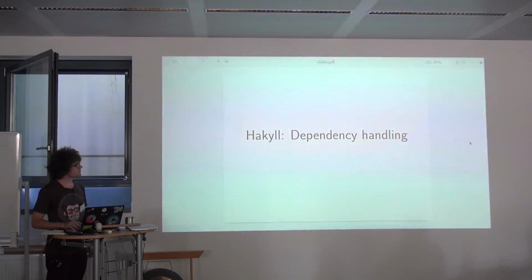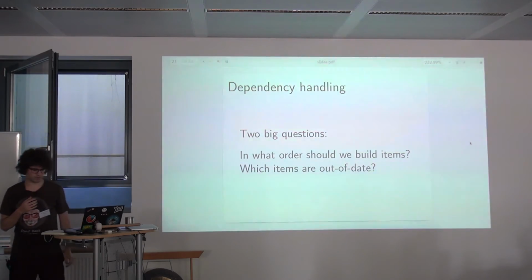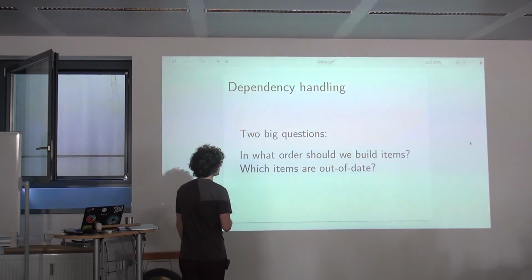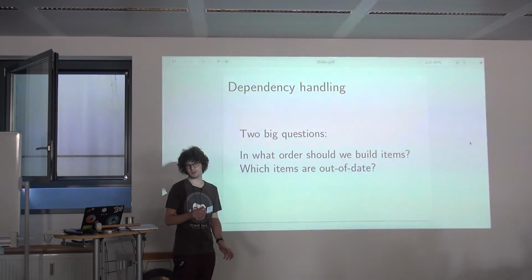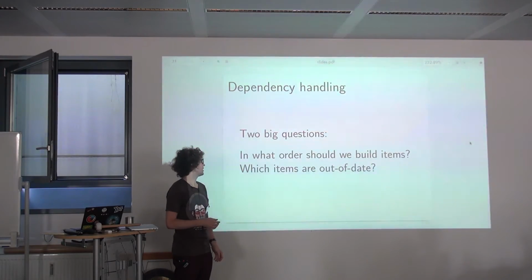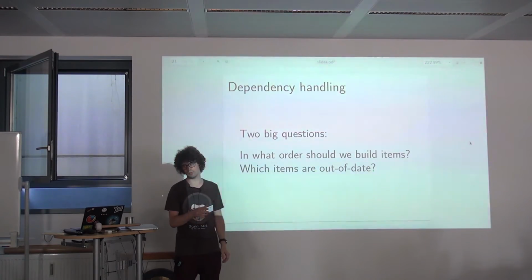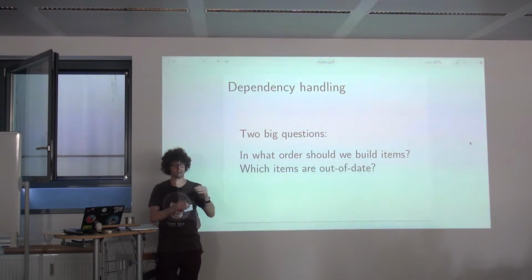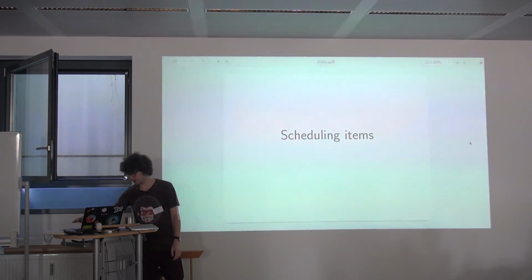Dependency handling, which is a pretty interesting topic. There are generally two big questions in dependency handling, at least for Hakyll, and it's useful to split them out a bit. The first one relates to when you do a build from scratch: there's a specific order in which you want to build things because of dependencies. The second question only applies if you do a build a second time, like if you edit a file and then build a second time. Maybe you only want to build a few items, the out-of-date stuff, a proper incremental build.